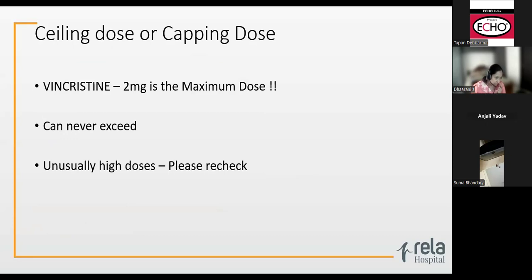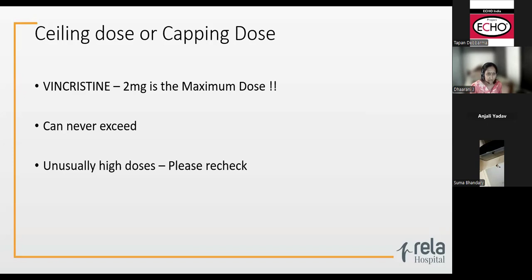So there are some drugs for which you can only give a maximum of 2 mg vincristine. Whatever may be the weight, this is the maximum adult dose. So we cannot exceed those doses or ceiling doses. So we should be aware of those ceiling doses in pediatric oncology.